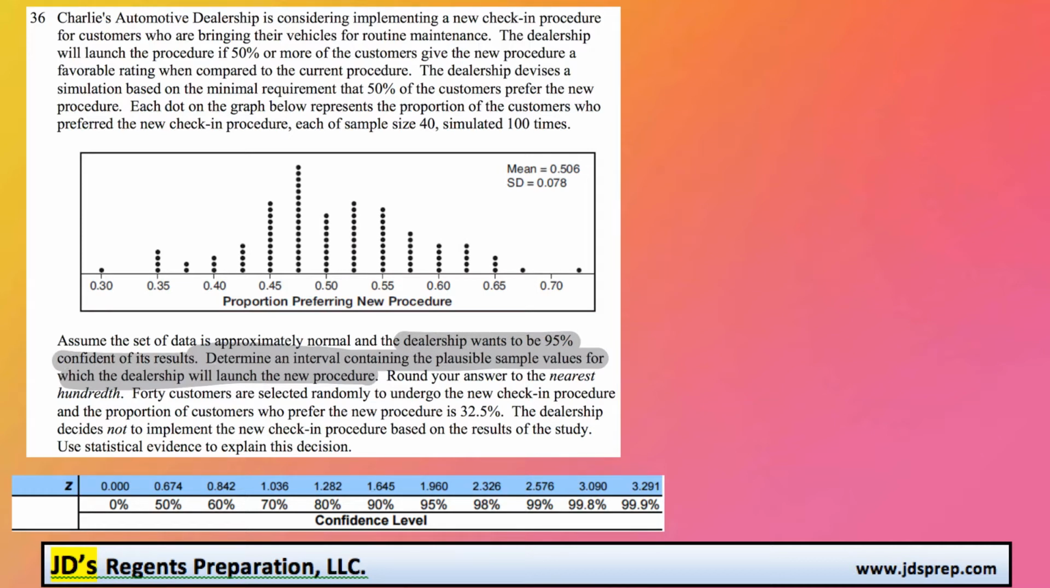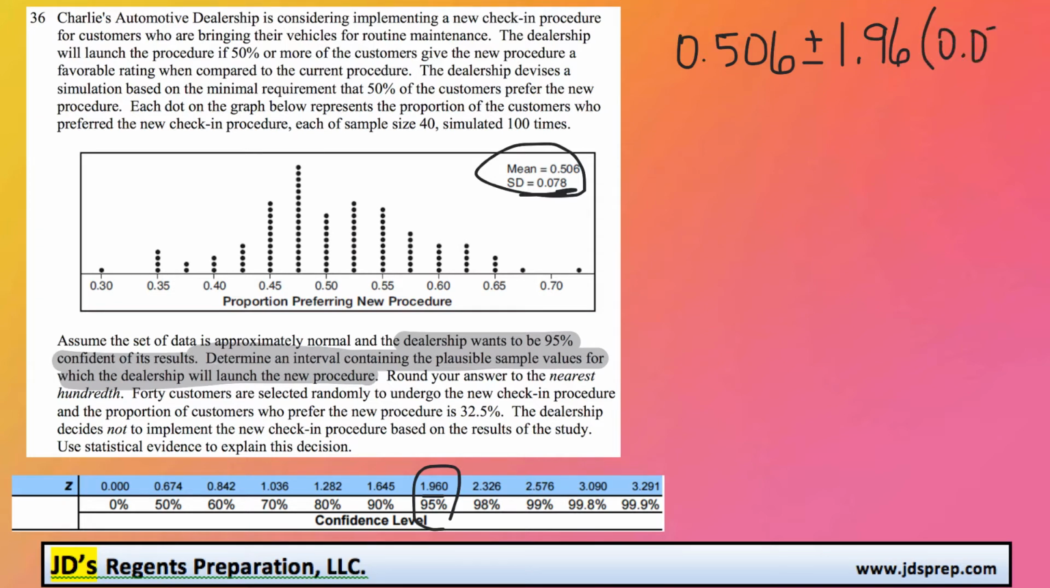So looking at our confidence level chart here, 95% matches a z-score of 1.96. So what we're going to do is take the mean, which we have as 0.506, and we're going to both add and subtract the number of standard deviations multiplied by the z-score of our confidence level. So in other words, we'll take that z-score of 1.96, multiply it by our standard deviation of 0.078, and by doing that, we'll get both the lower value of the interval and also the larger value.